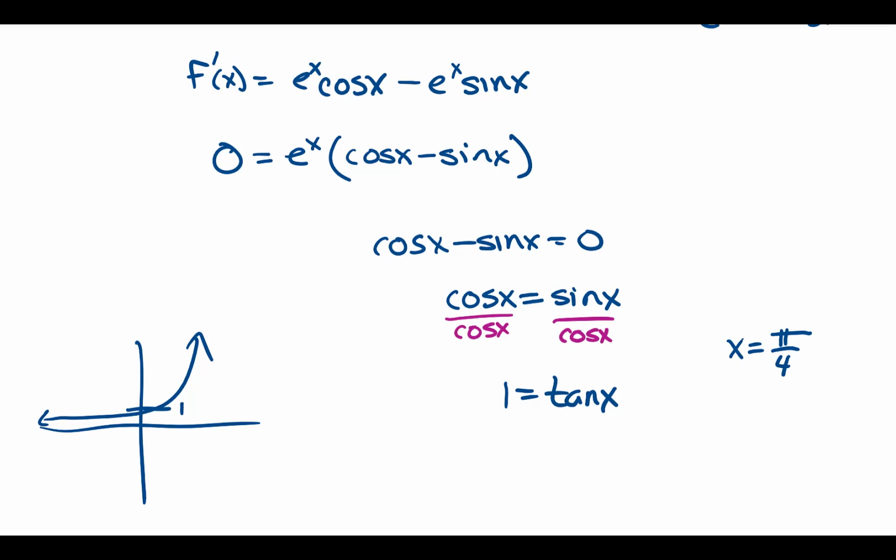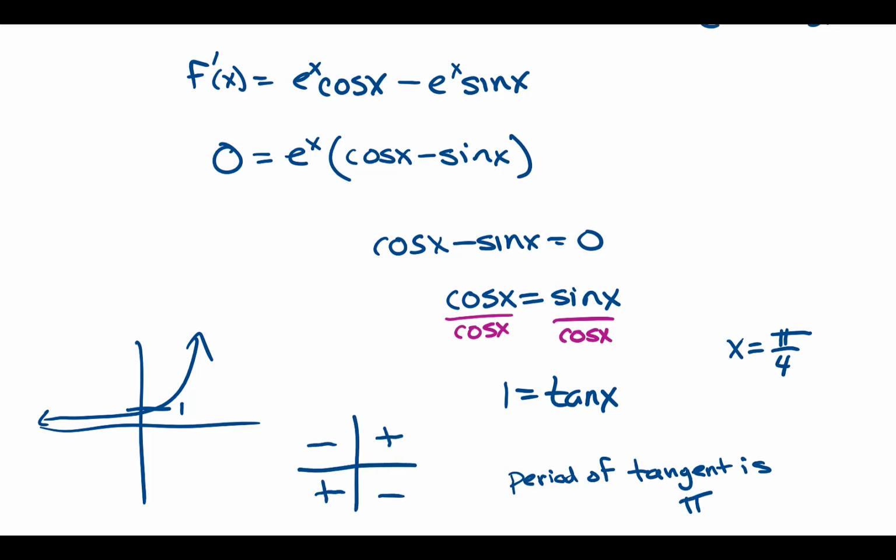Tangent repeats every pi. The period of tangent is pi. That's how long it takes for it to repeat. Remember ASTC? So tangent's positive, then positive, then negative. All it takes is 180 degrees, I mean pi radians, for it to start back over again. All right, you should know it.